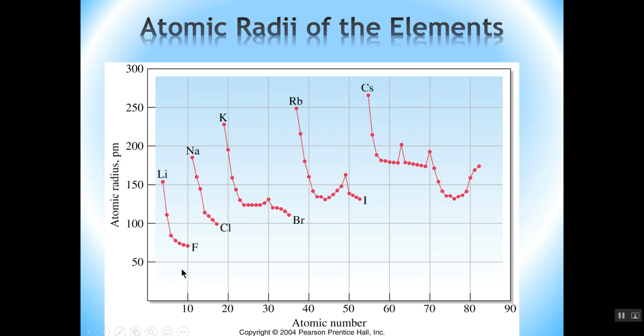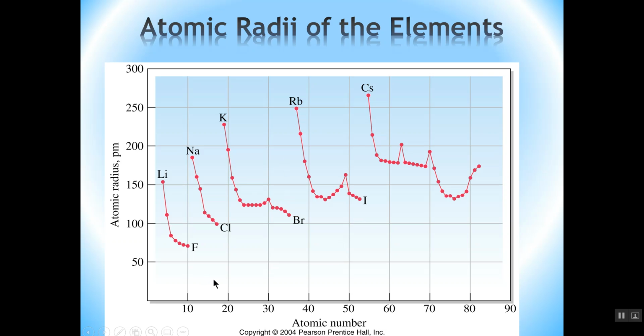But you'll notice what we have here in this graph is a plot of the atomic radius of the different elements versus the atomic number. So this plot right here is basically for period 2 starting with lithium and ending with fluorine. This is for period 3 starting with sodium and ending with chlorine. And then we have period 4, period 5, and so on.